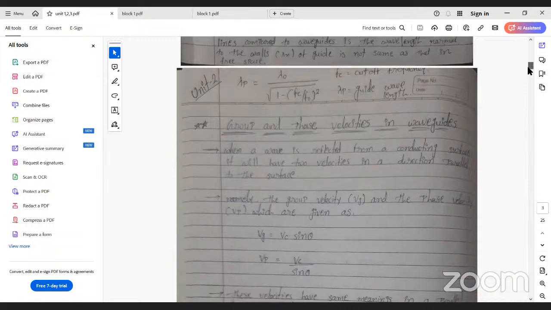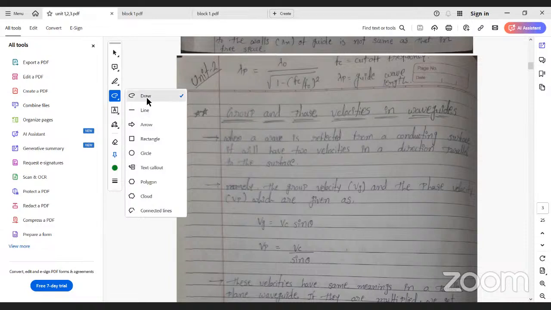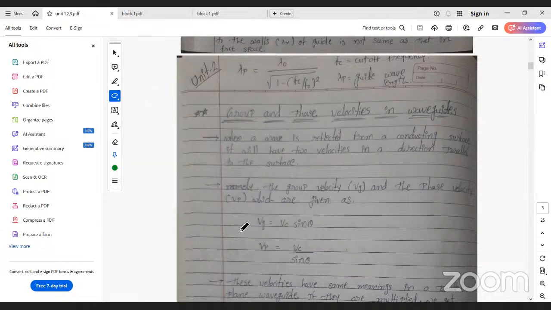Group velocity and phase velocity. What are the things we have in group velocity? Group velocity is represented with Vg and phase velocity is represented with Vp. Using previously discussed formulas, here I am writing two equations. First equation is Vg, the group velocity. What is the formula of Vg? Vg equal to Vc sin theta.